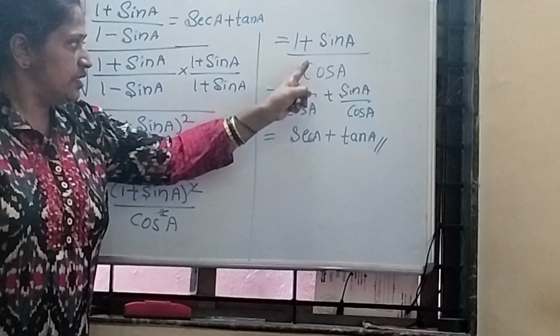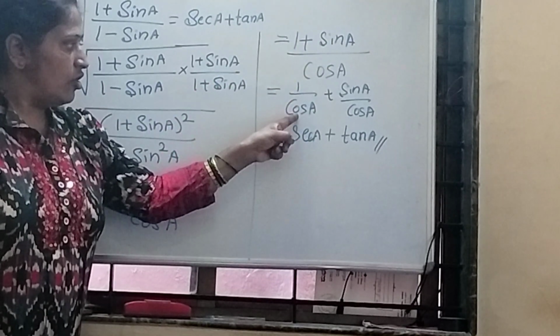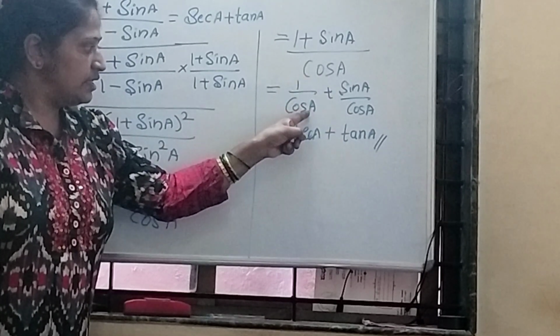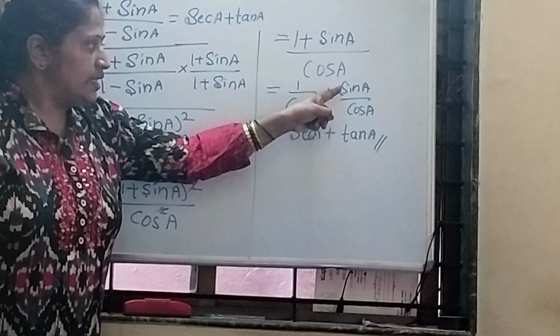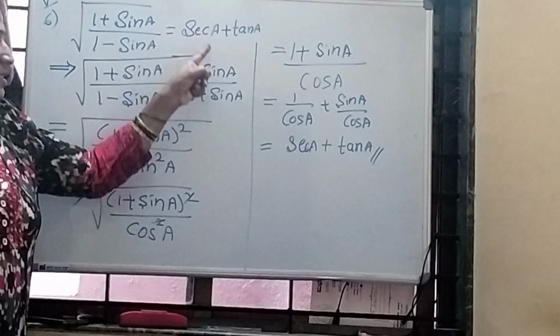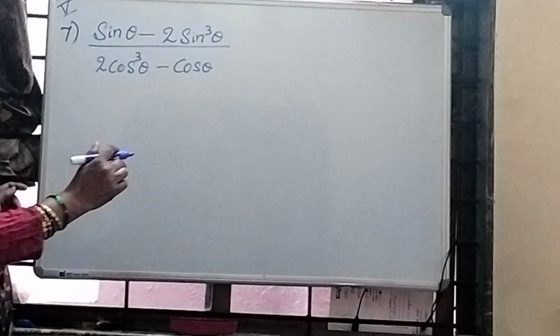If we divide each term separately, 1 by cos a plus sin a by cos a. 1 by cos a is nothing but sec a. Sin a by cos a is tan a. So we got LHS is equal to RHS.